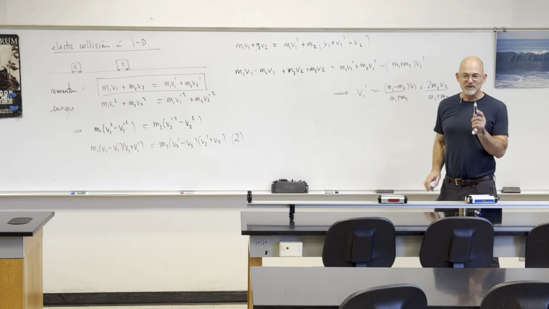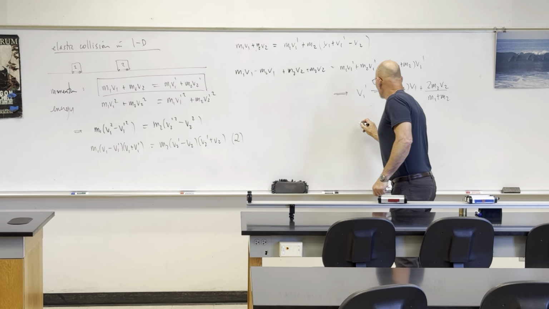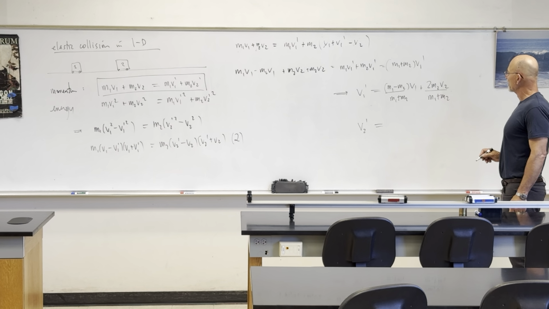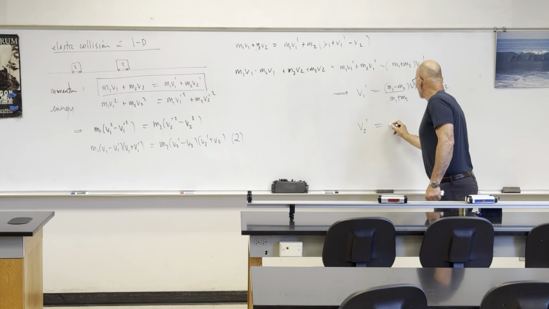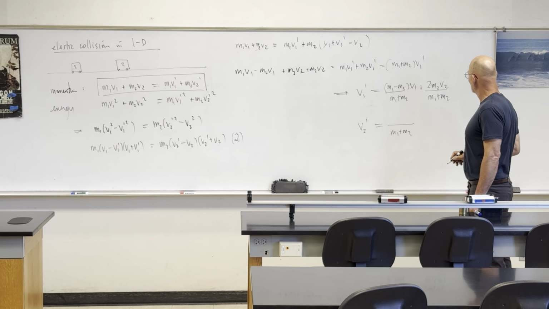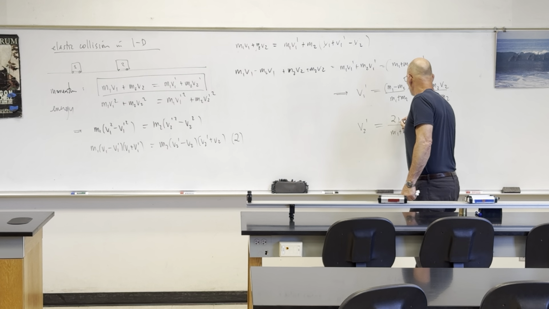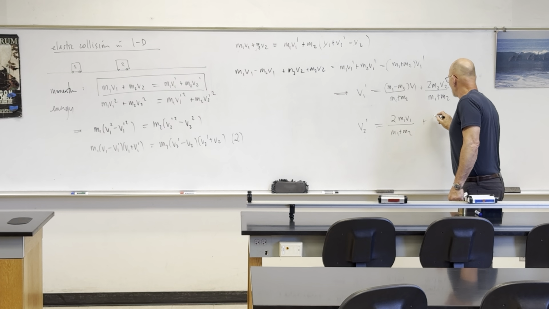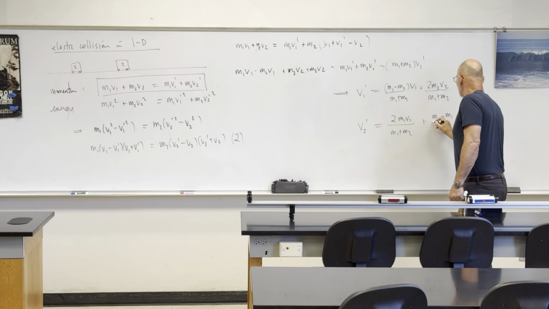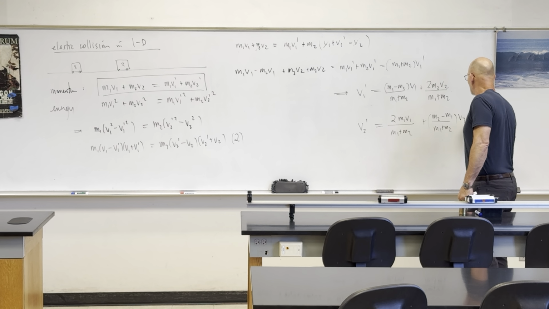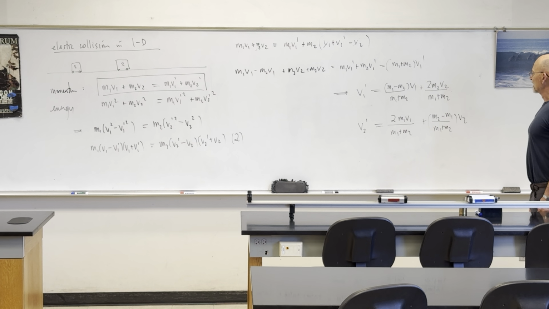And we can either do the algebra again for the second one, or we can realize that we should be able to just extract it out of here by exchanging all of the ones and the twos. So we'll always have that denominator, M1 plus M2. We will have 2 M1 V1 plus M2 minus M1, over M1 plus M2, V2. Good.